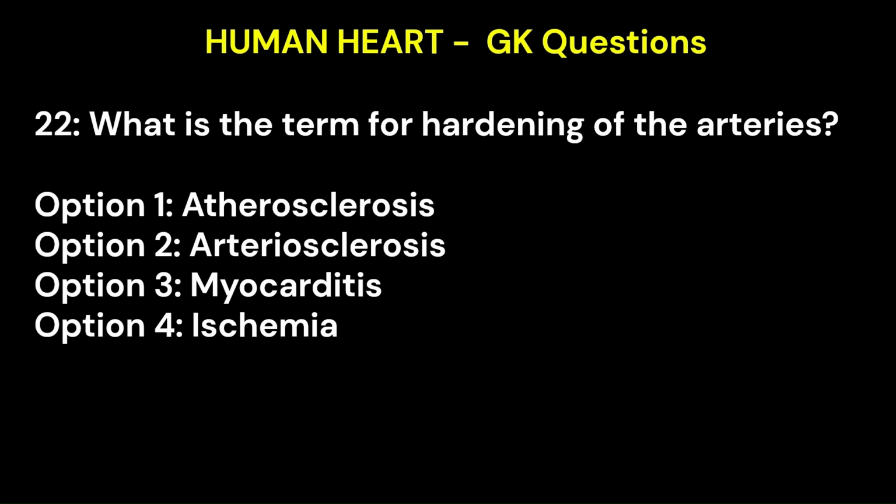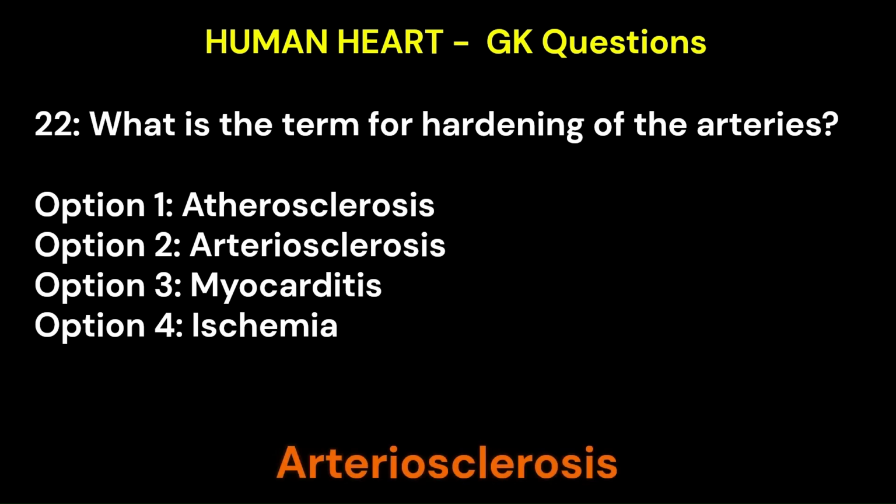Question number 22. What is the term for hardening of the arteries? The options are: Option 1, atherosclerosis. Option 2, arteriosclerosis. Option 3, myocarditis. Option 4, ischemia. The correct answer is arteriosclerosis.